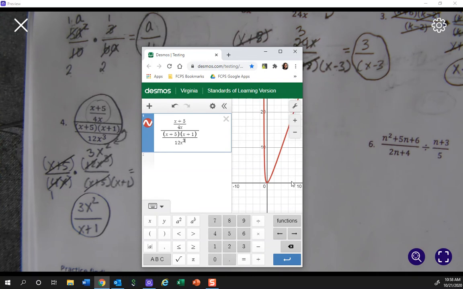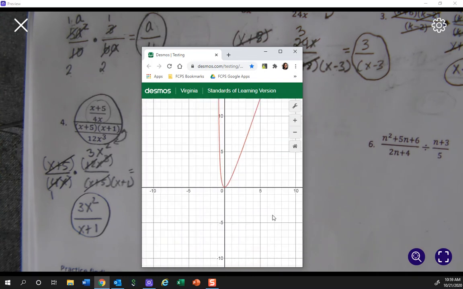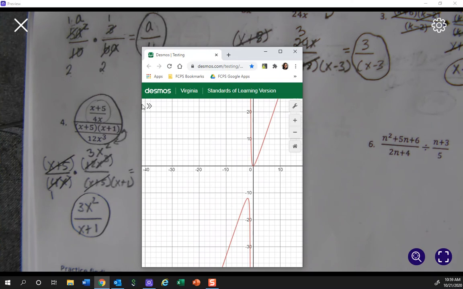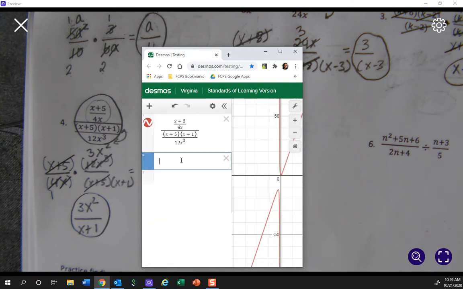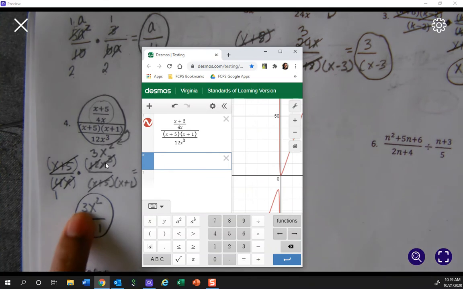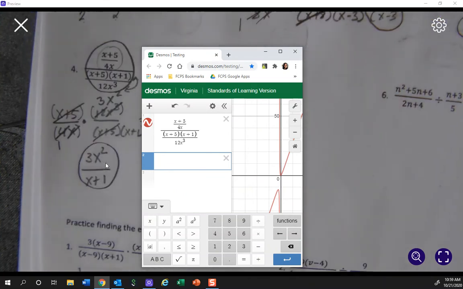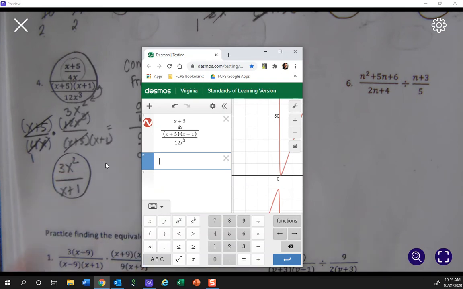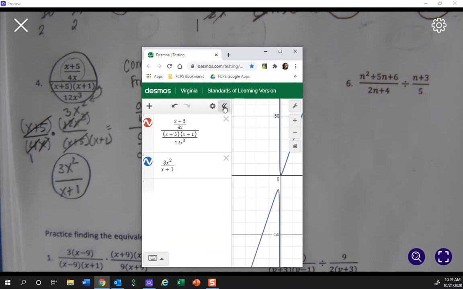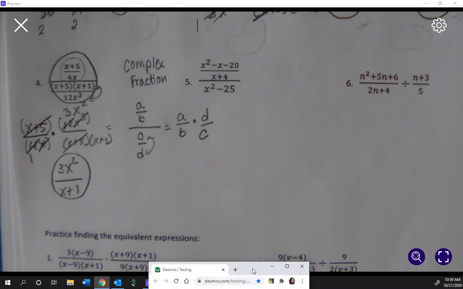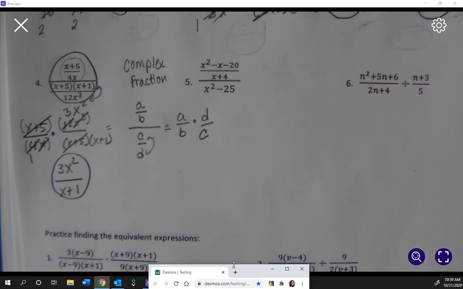Okay, look at how weird this graph is. Anyway, let me go ahead and graph the other one. So which is 3x squared. This one is not a complex fraction, right? It just is one fraction, so I'm going to get one fraction bar. So you have 3x squared, and then you have x plus 1, and hopefully it's the same exact graph. The graph shows so fast, you might not have seen it change the color. See? It's the same exact graph. So that's correct. Okay, so that's one way you can check your answers.